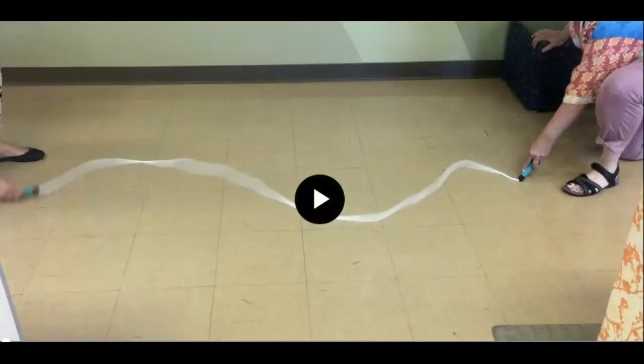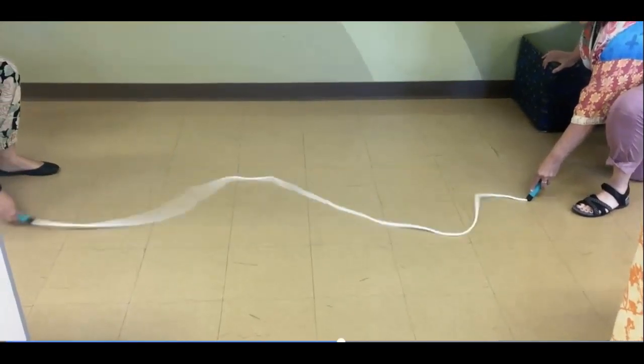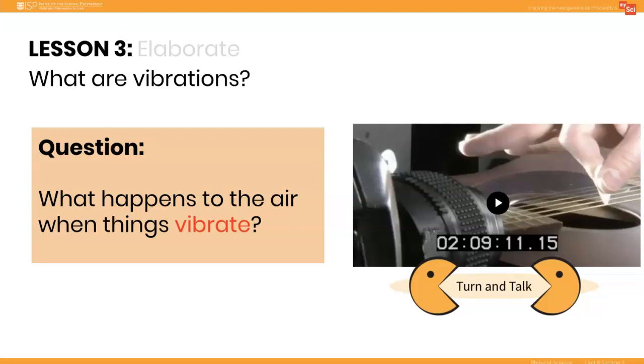You will then have the students with the rope kneel on the floor, and you'll have one student move their end of the rope side to side. You'll then ask students, how does moving this rope relate to the plucking of the rubber band? Allow students time to turn and talk.